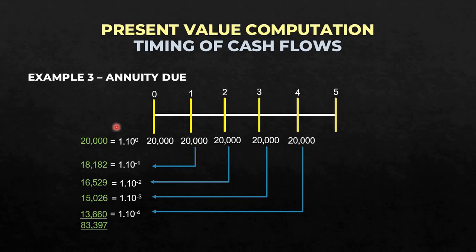So, take note, yung exponent nyo is very crucial. So, ang exponent natin is based doon sa number of compounding periods na dadaanan nung cash flow, hindi kung pang-ilang cash flow siya sa timeline natin.